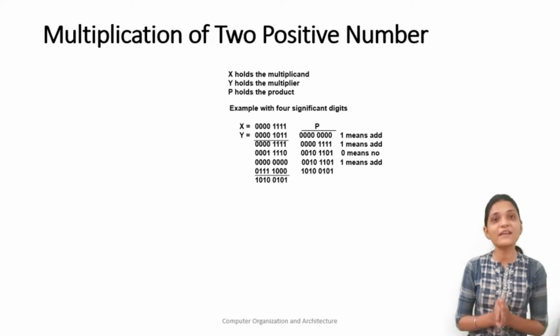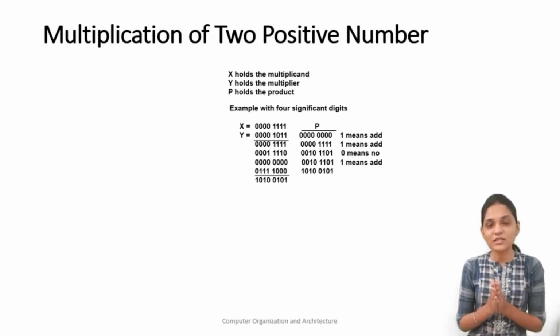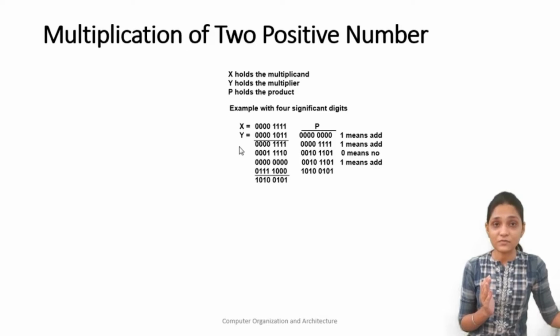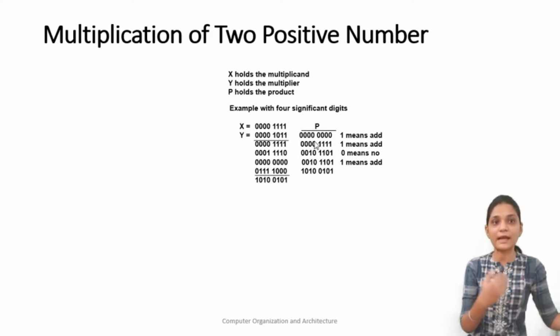Okay, but a full adder can add only 3 bits. You can't add 4 bits at a time. So you have to do this addition by doing partial additions. That means if you are considering this partial product, then first you have to add this, and after that you have to add this partial product. After this addition, you have to add this partial product at a time.